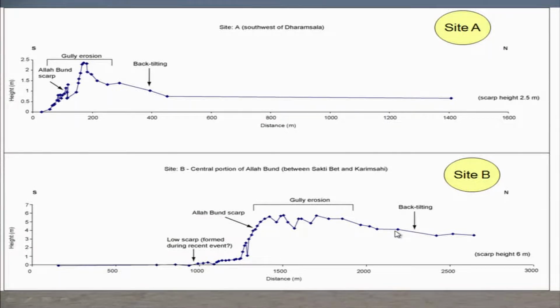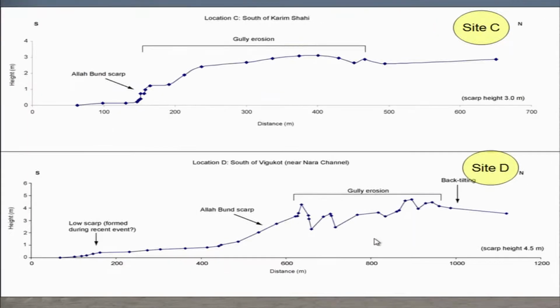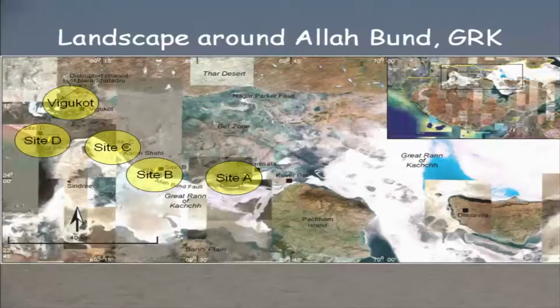So this is typical of tectonic deformation, and this was one of the reasons why it didn't allow the Nara channel to flow through this region, because the gradient was inverted. Similarly, at another 2 sites we were able to see the elevation ranged from 6 meters here to almost 2.5 to 3 meters on either side.